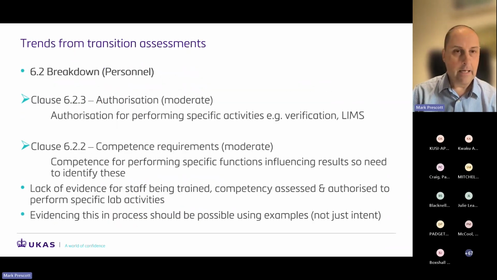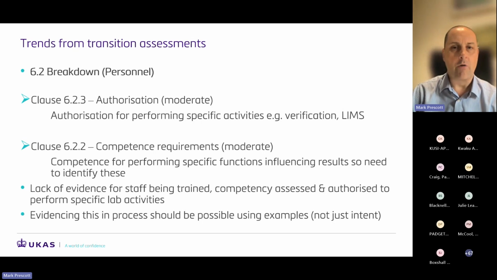Skip to slide 6.2. The breakdown here is the personnel section. There are two clauses here which are still getting quite a few non-conformities. One of them I touched on already: clause 6.2.3, which is around authorization. Again, this is a new area in 2022, and this is authorization for performing specific activities.